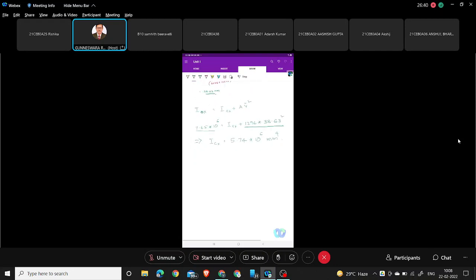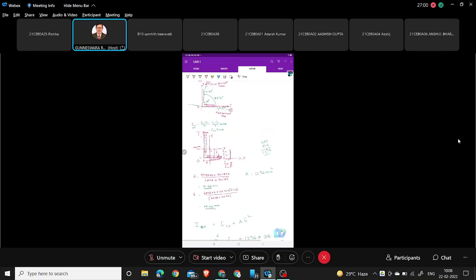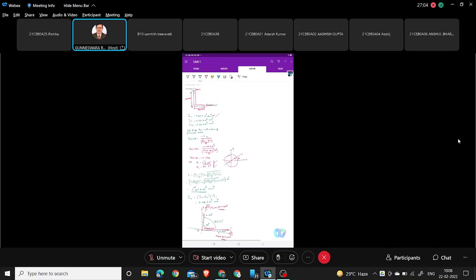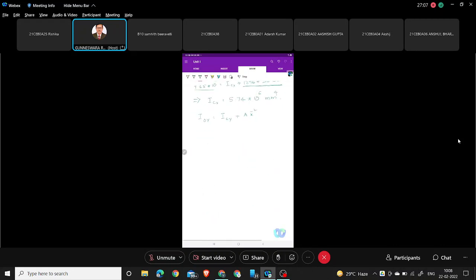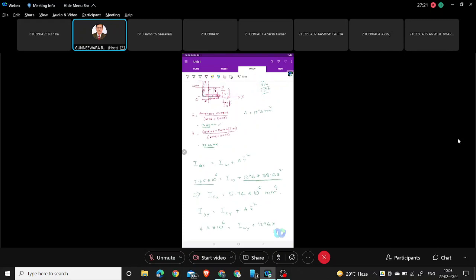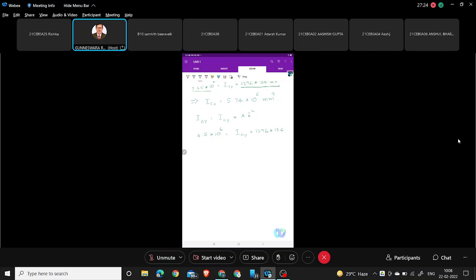Then what is ICY? Let me put the equation: IOY is equal to ICY plus A into X bar square. IOY is 4.5 into 10 to the power 6. So 4.5 into 10 to the power 6 is equal to ICY plus 1296 into X bar square. X bar is 13.63. So this implies ICY is equal to.